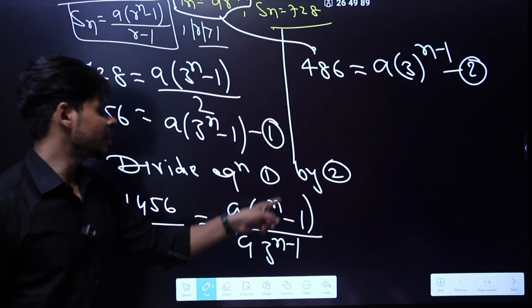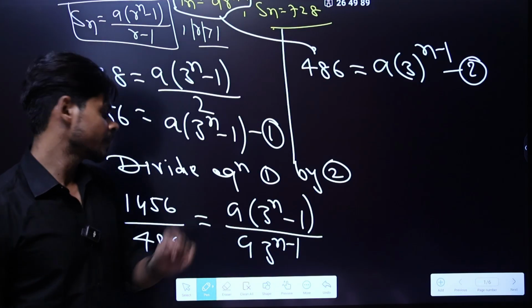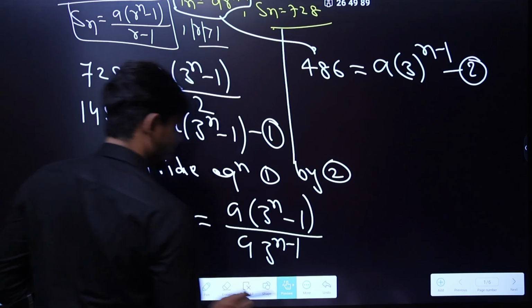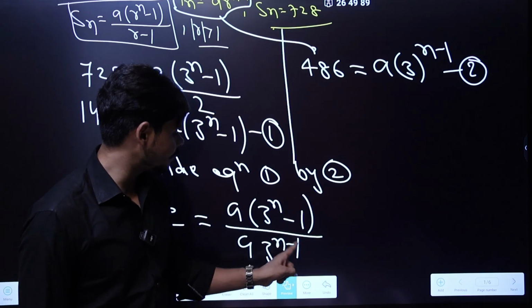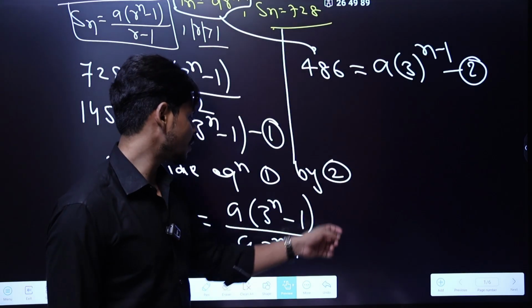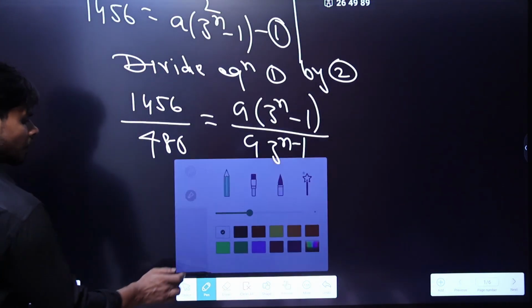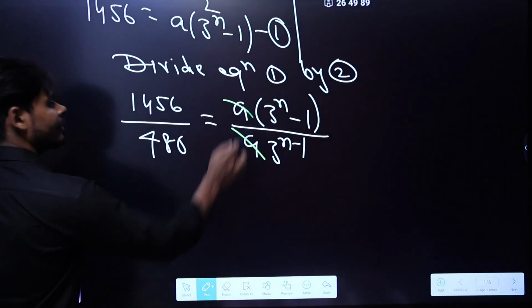Sometimes students just cancel these two things. No, they will not get cancelled out. Okay? Next, and here 3 raised to power n minus 1. It means here n minus 1 is in power. This is the major difference. Next, a and a will get cancelled out.